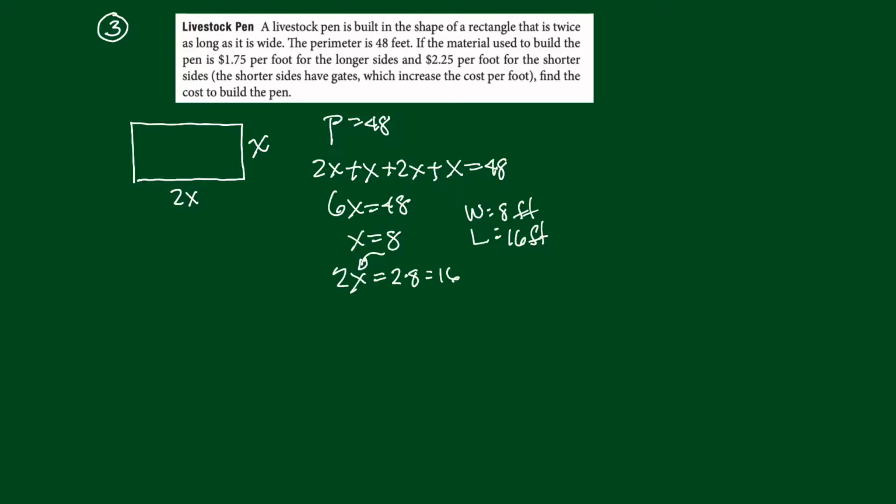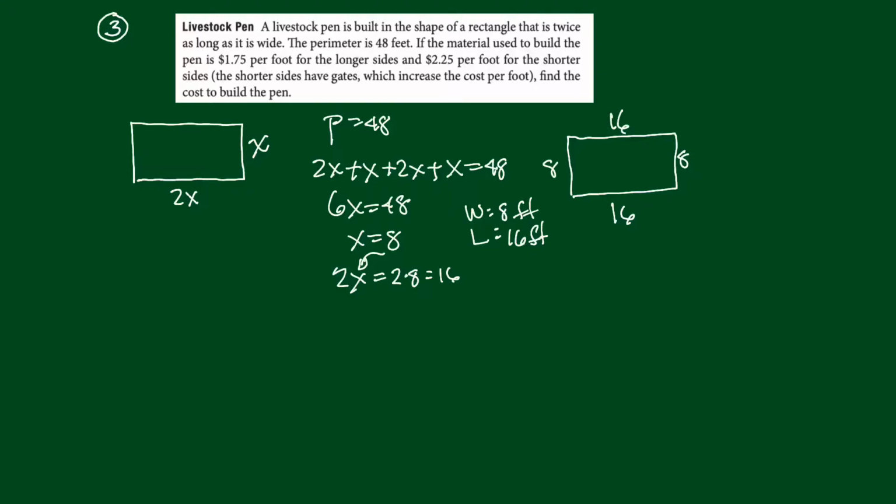Now, what do we know about the cost? Material used to build the pen is $1.75 per foot for the longer side and $2.25 per foot for the shorter side. All right, so I'll draw another picture so I can see what I have here. All right, this long side is 16 feet. This is 8. I got a 16 here and an 8 here.